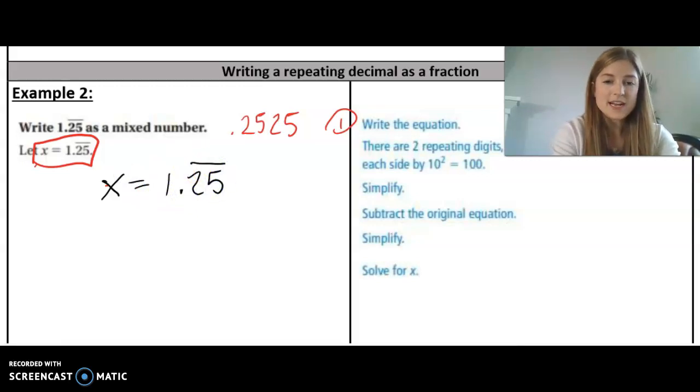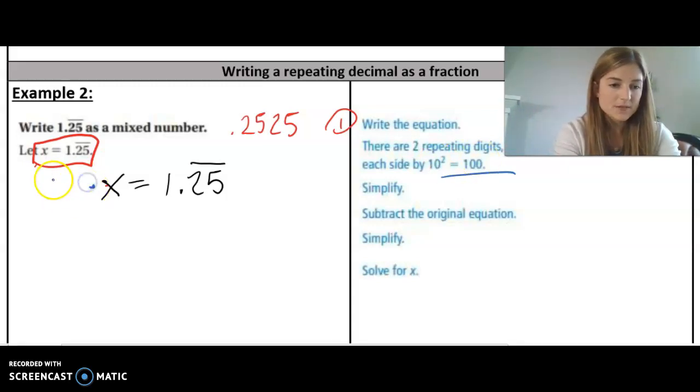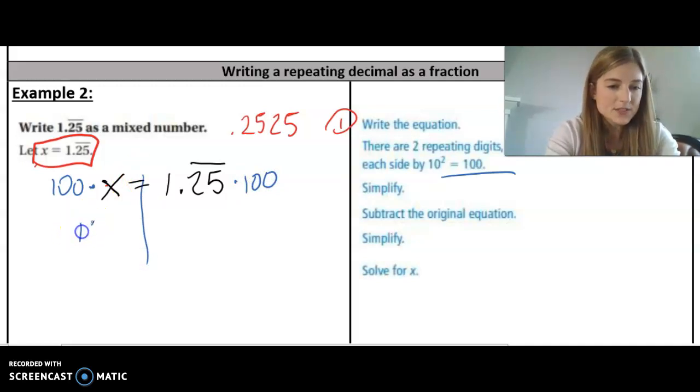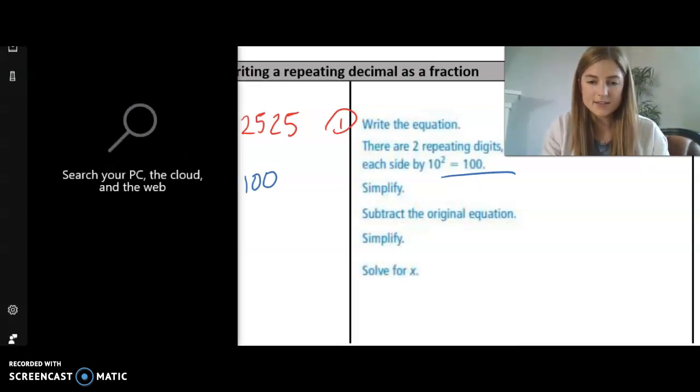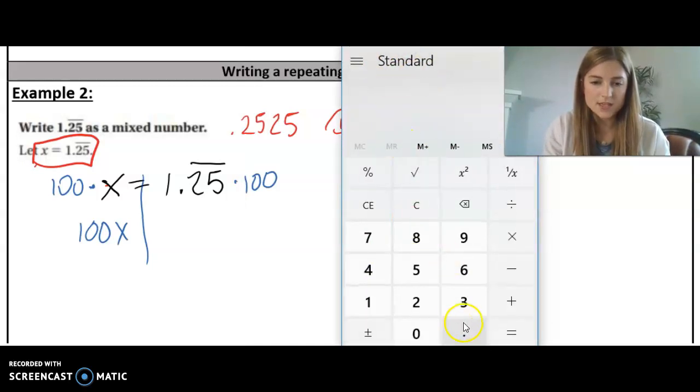I'm going to multiply both sides by 100. Why? Because there are 2 repeating digits, and like if you were to square 10, that's 100. So I'm going to multiply both sides by 100. All right, I'm going to draw a line so you know where I'm at. On the left side, this reduces to 100x. And then if I type in my calculator 1.25 times 100, I get 125.